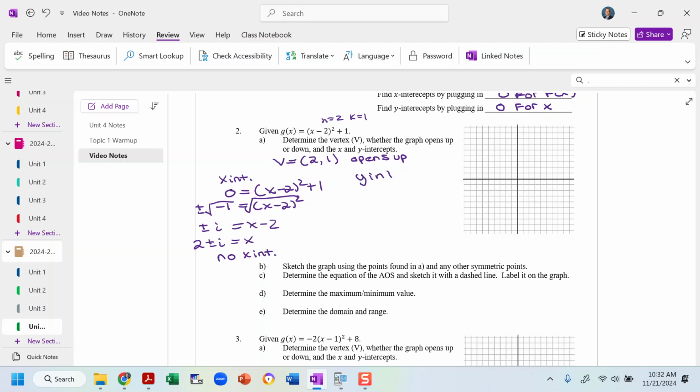The y-intercept, when you put 0 in for x, you get 0 minus 2 squared plus 1. It would be 4 plus 1, which is 5. So the y-intercept is 0, 5. So notice you have the vertex at 2, 1, the y-intercept at 0, 5, the axis of symmetry we know is x equals 2.